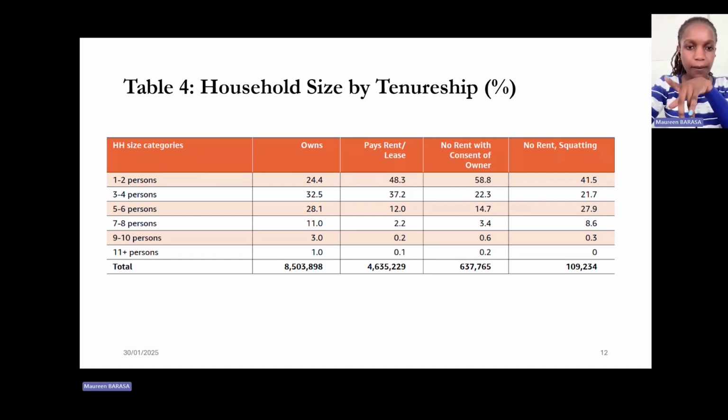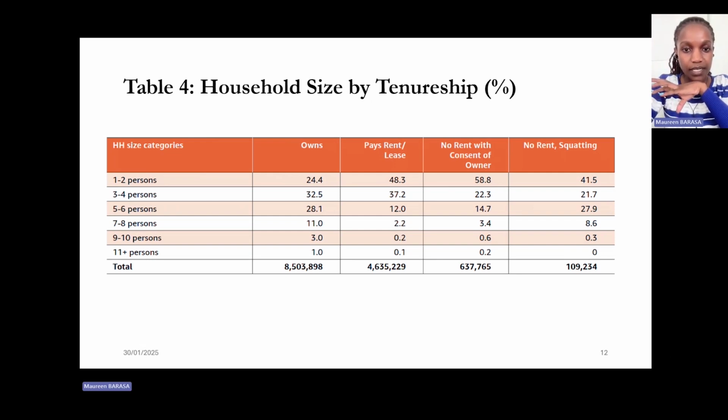So for the owning, 24.4%, that is 1 to 2 persons, they own. Then 3 to 4 people, that is 32.5%, they own houses. So for ownership, the most dominant household size is 3 to 4 people.